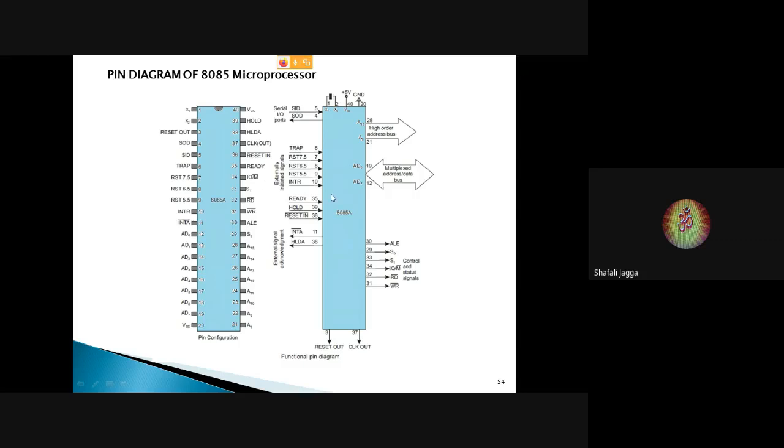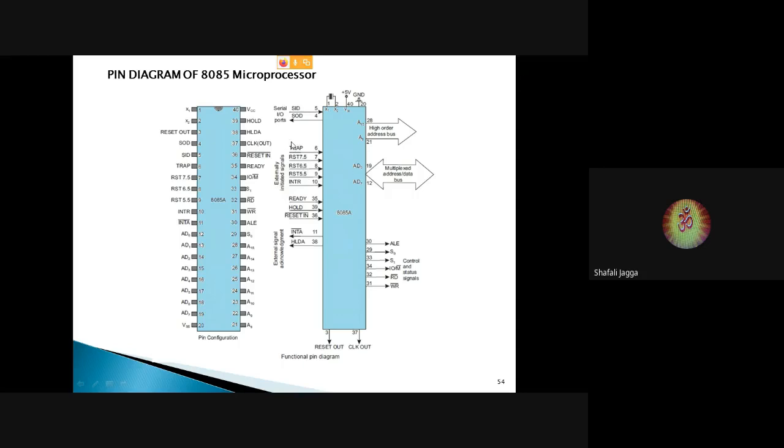Then we talk about externally initiated signals. The externally initiated signals are the reset in bar signal, then second is the ready signal, then the hold signal, and fourth is the interrupt. Interrupt sources can be 5. So 5 requests can come across any of these, but at a time only 1 request will be given.